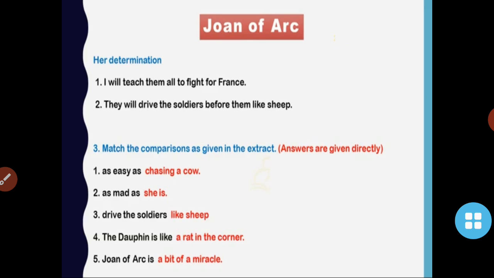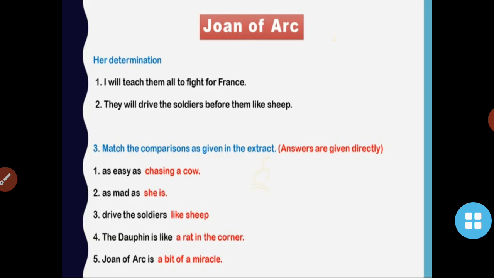You can note down and take a screenshot of it. Now the third question: match the comparison as given on exit. The answers are given directly. As easy as chasing a cow, as mad as she is, drive the soldiers like sheep, the Dauphin is like a rat in the corner, and Joan of Arc is a bit of a miracle.